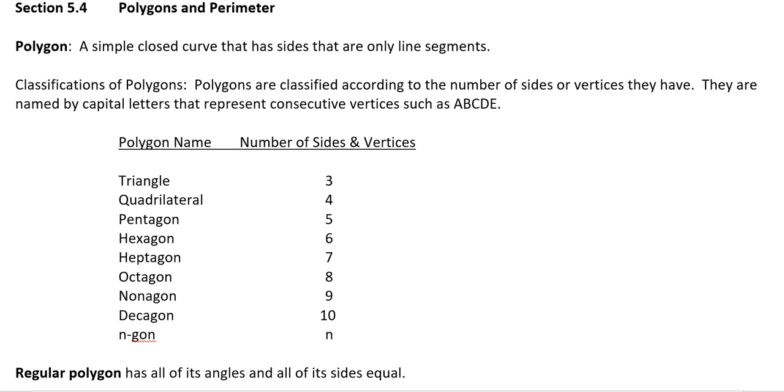It is important to understand that a regular polygon has all of its angles and all of its sides equal in measure. So if I put the word regular in front of any of these polygons, you now know that all of the sides and all of the angles are indeed equal in measure.